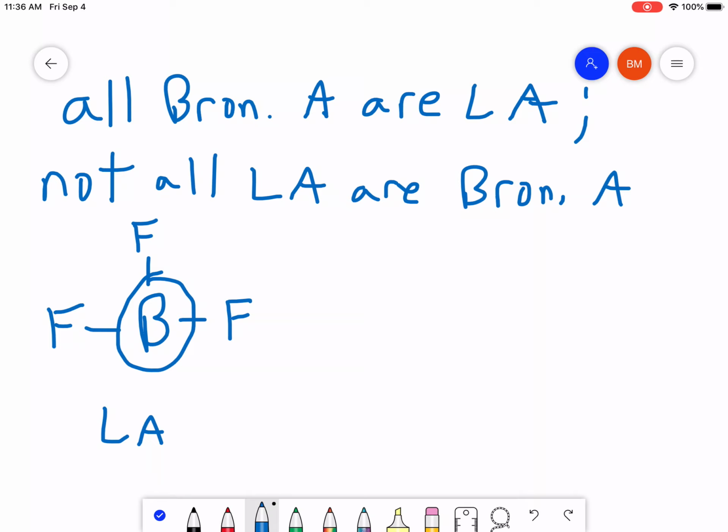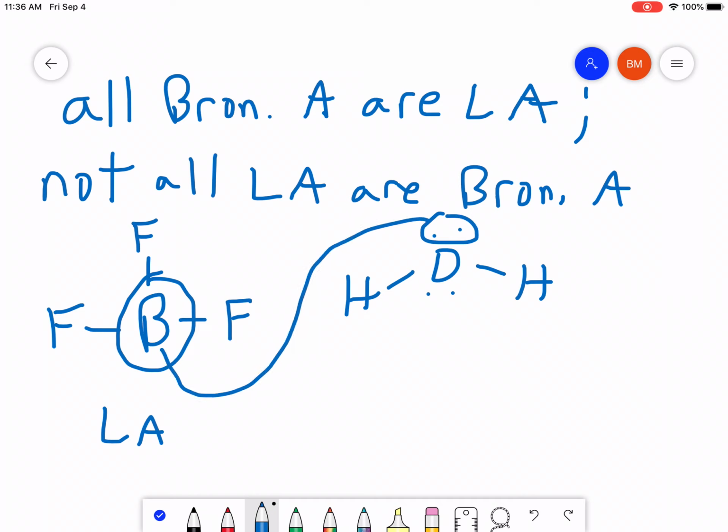So, if something came along, let's just say we had water, that had available electron pairs, those electrons could form a bond with that boron because it's got extra room in its outer shell. Right? The electrons would be donated from water. That makes water the Lewis base.